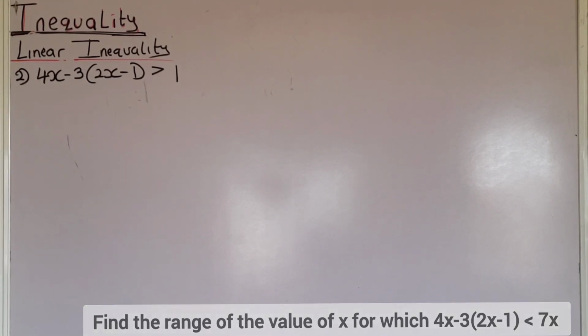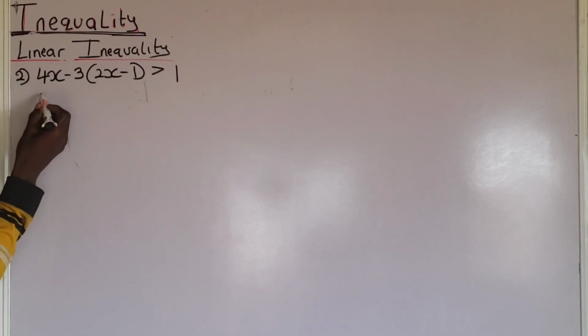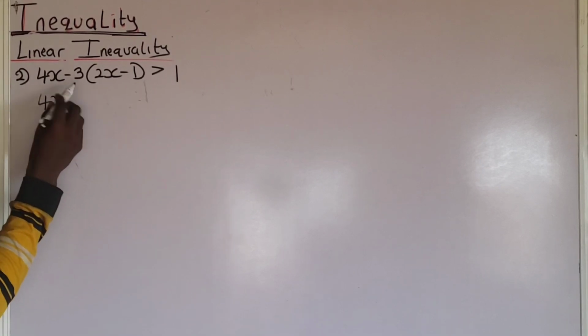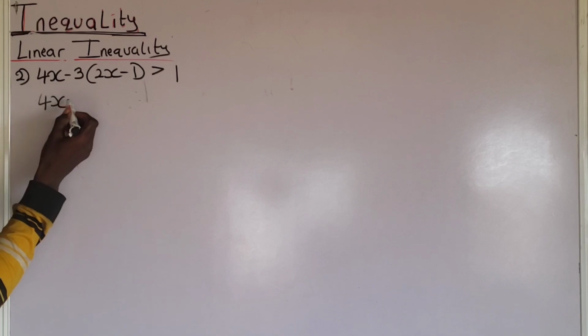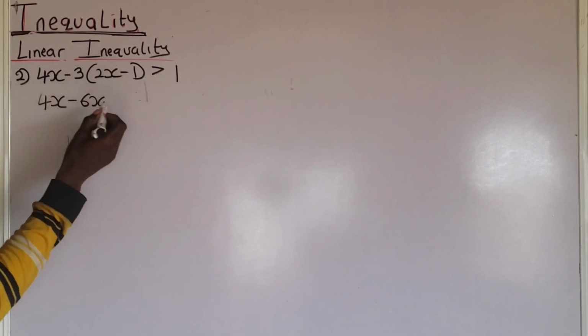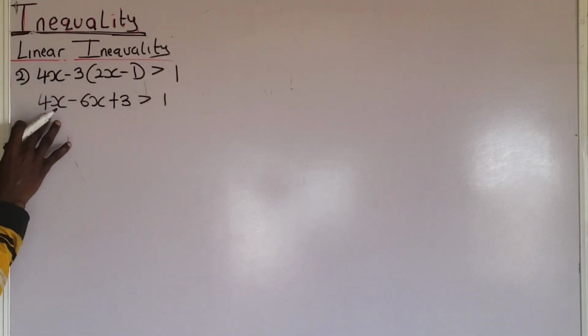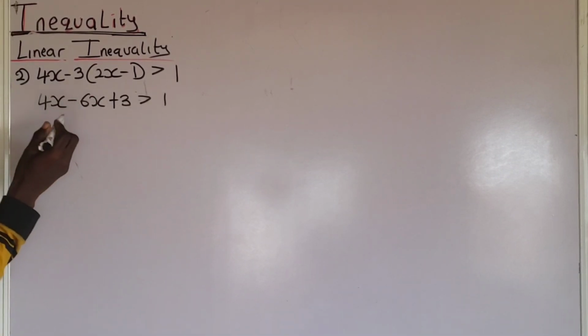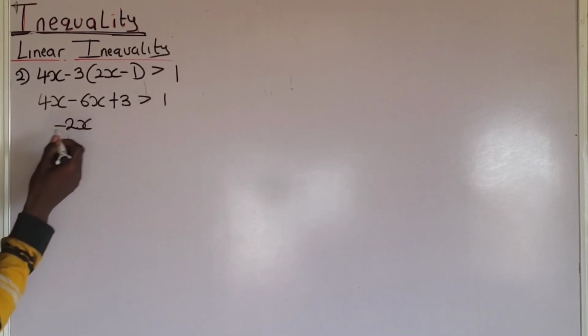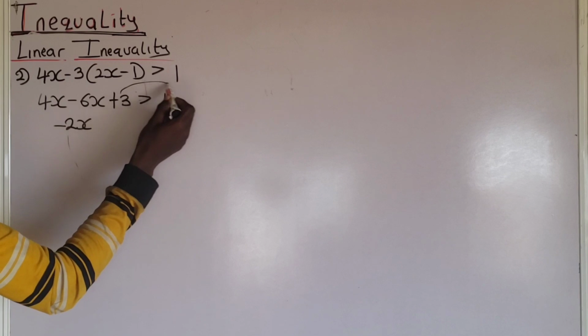All you have to do is just simplify. Are you paying attention? So let's first deal with the parentheses. Here I'm going to have 4x - 3 multiplied by 2x, that is -6x. -3 multiplied by -1, that is positive 3, is greater than 1. Now, 4x - 6x, that is what? -2x. Okay? Now, I'm going to take this 3 to the other side of the inequality.